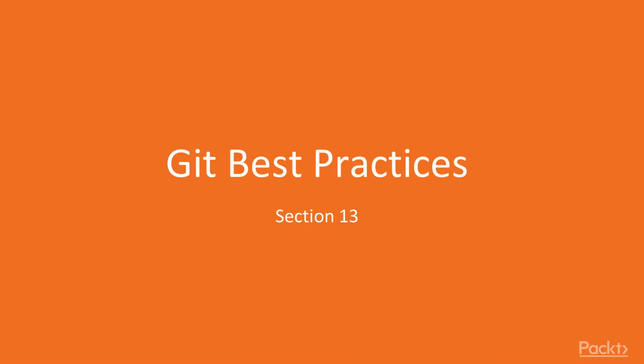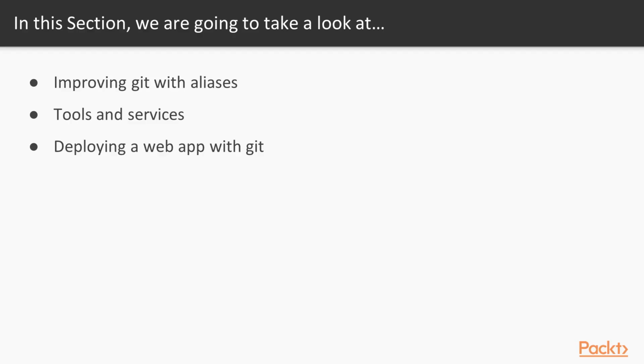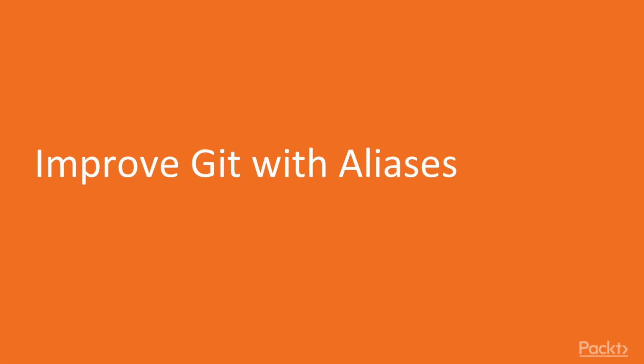Hi, and welcome to this new section of our course. In this section, we will talk about how we can improve Git using aliases. Then we will talk about some additional tools and some additional services that we can use to improve our workflow with Git. And then at the end, we will do a real-life example of how we can easily deploy a web application using just Git. Let's start with our first video.